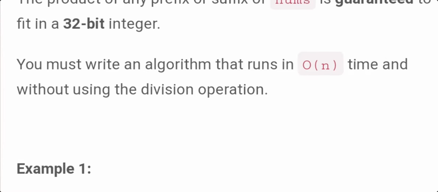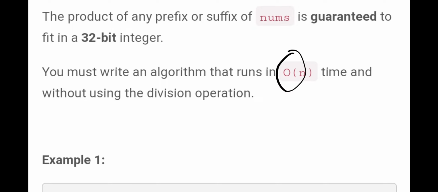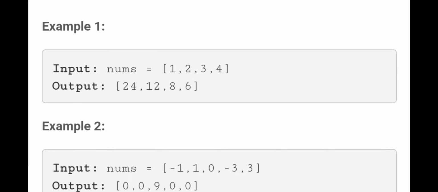And one constraint is that we have to write an algorithm that runs in O of n time, and also without using the division operation. Okay, so why they have mentioned the division operation is that what we can do is we can just calculate all the elements' product, like 1 into 2 into 3 into 4, which is 24, and we'll store it in a variable called m.